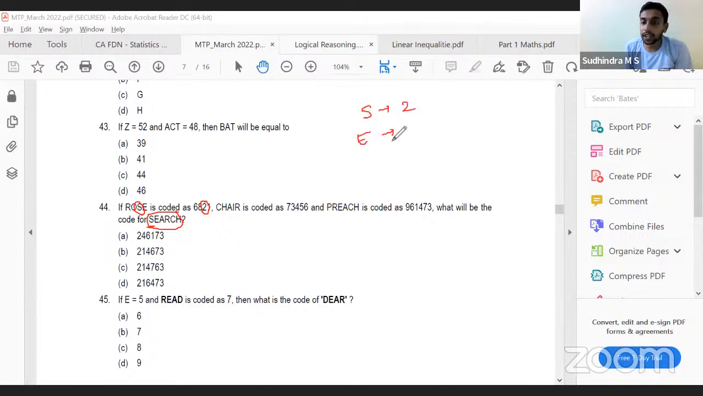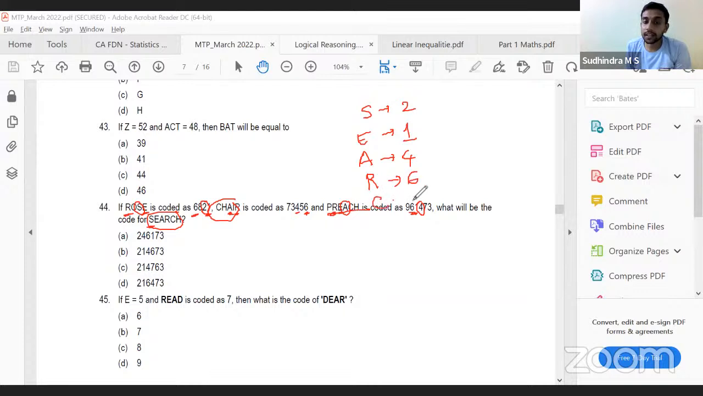Then E. What is the code for E? Go with the values that I have already given. Here in rows we have E, coded as 1. In preach we have E, code is 1. So E's code is 1. Then A. What is the code for A? 4. In chair, A is the third letter, number 4. In preach, the 4th alphabet is 4. Correct? Then R. What is the code for R? 6. In rows R is 6, in chair R is 6, in preach R is 6.